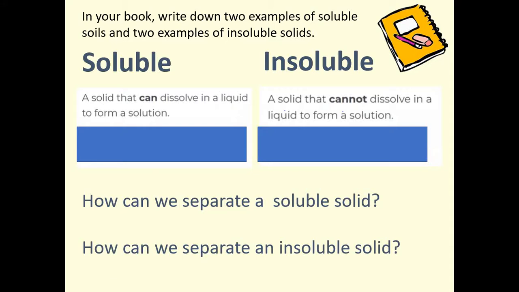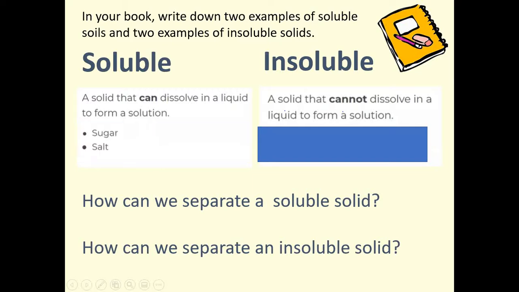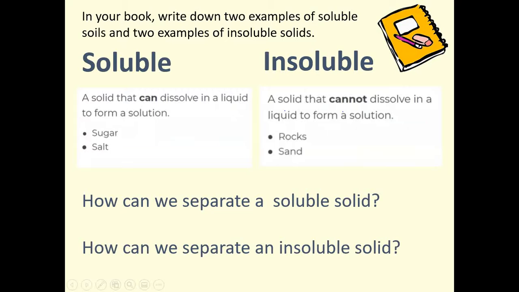Okay, let's go through the answers. So 2 examples of a soluble solid are sugar and salt. 2 examples of an insoluble solid are rocks and sand. Anything that you put into water that doesn't dissolve though, like pasta. How can we separate a soluble solid? We have to use evaporation. And how can we separate an insoluble solid? We can use filtration or sieving.